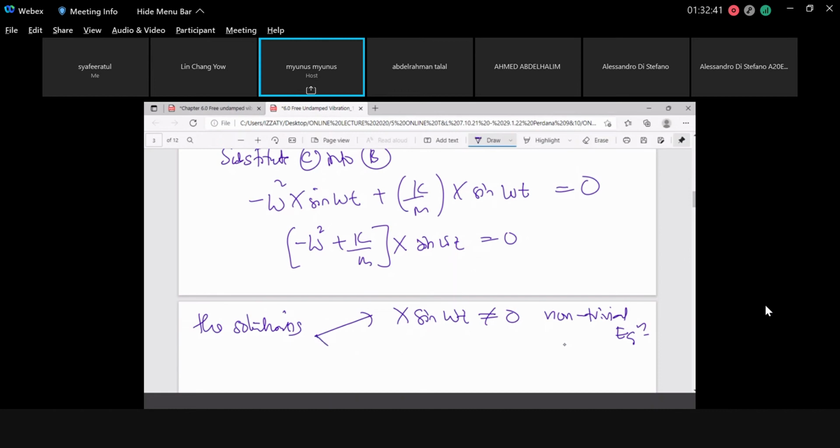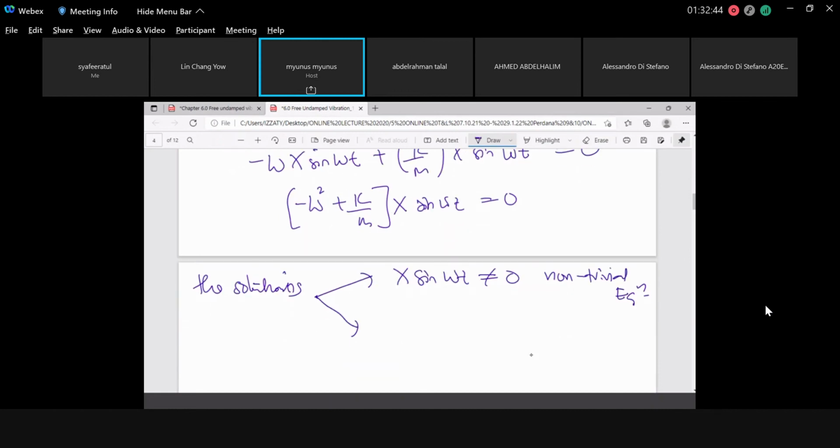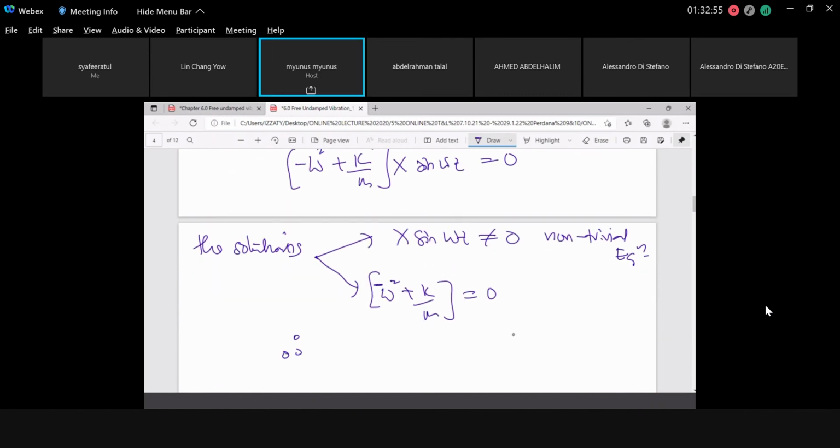The other solution will be negative omega square plus k by m equal to 0. So therefore, you have omega square equal to k by m, and this will give you omega n equal to the square root of k by m, in radian per second. Same as before. Any question? Any question? Any question?